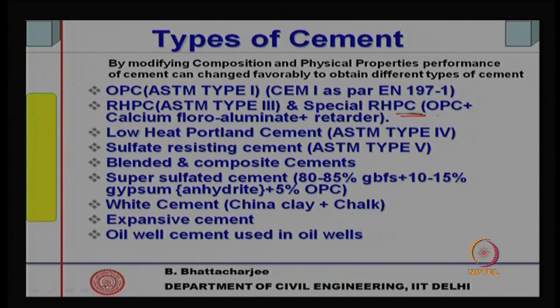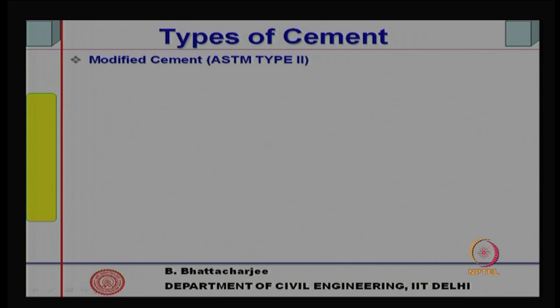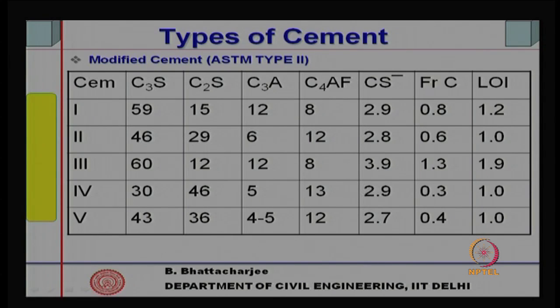Special rapid hardening Portland cement can be generated with calcium fluoroaluminate and some sort of retarder. This reacts extremely fast and sets very quickly, and it is ground to a very fine level. So this cement is likely to be costly, because you spend some energy in grinding. That is what a rapid hardening Portland cement is, and special rapid hardening Portland cement uses calcium fluoroaluminate with OPC and retarder, and the fluoroaluminate system can give you high early strength.